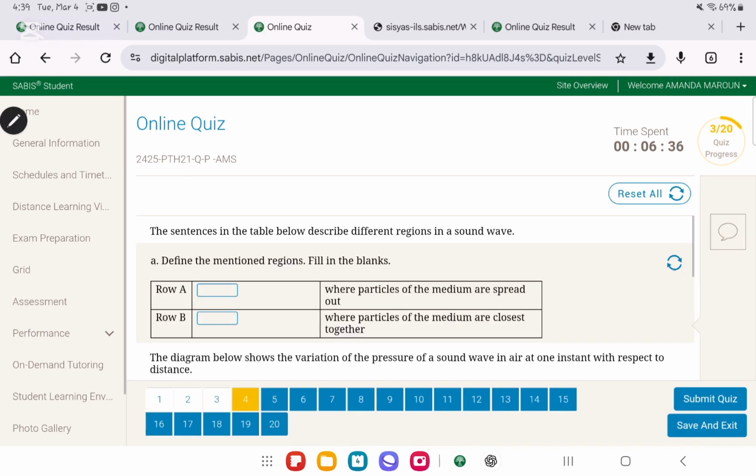We move on to question number 4. So, where particles of the medium are spread out, here we're talking about a sound wave. You should know in a longitudinal wave, we have two types of cases. We have compression, in which you bring the particles close together, and rarefaction, in which you spread them out. So for rho A, it's going to be rarefaction, because it is spreading out the medium.